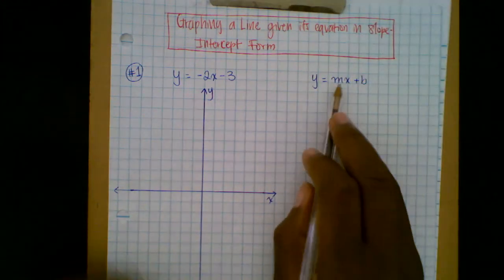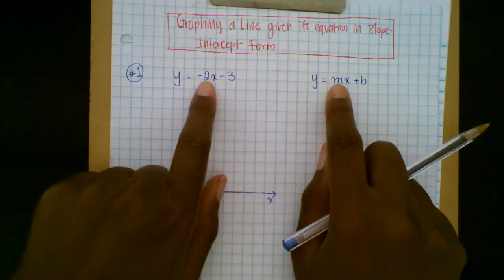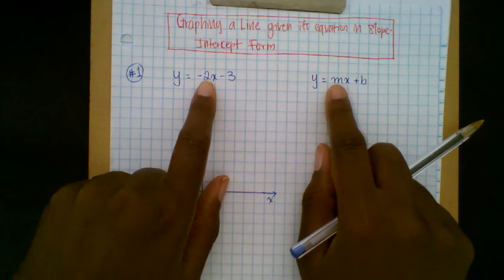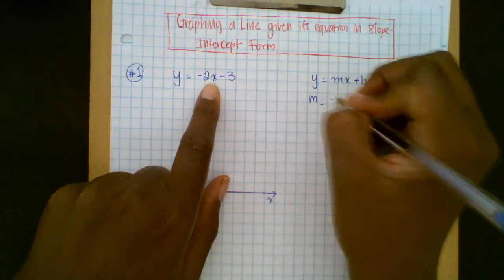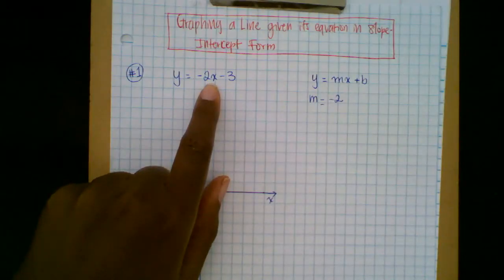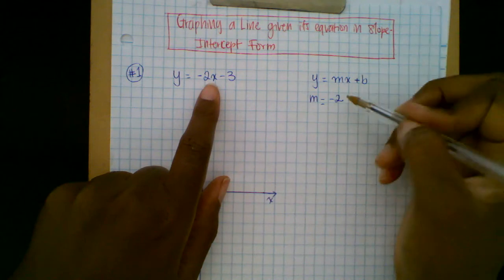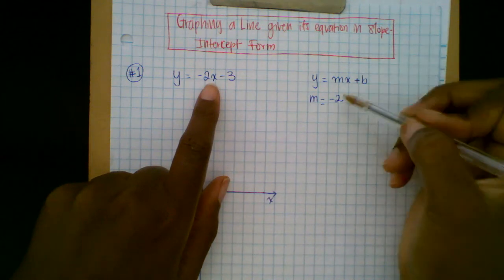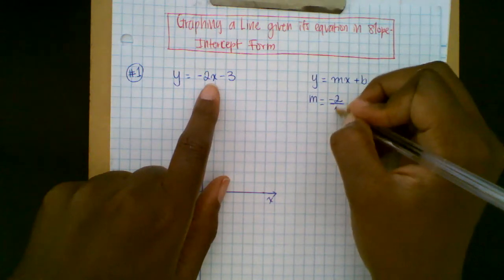Now we can see here that m represents the number in front of x. And for our example right here, m is equal to negative 2. Now, to graph the line, I always ask my students to write the number as a fraction. How do we write negative 2 as a fraction? You draw a line and you write 1 under.